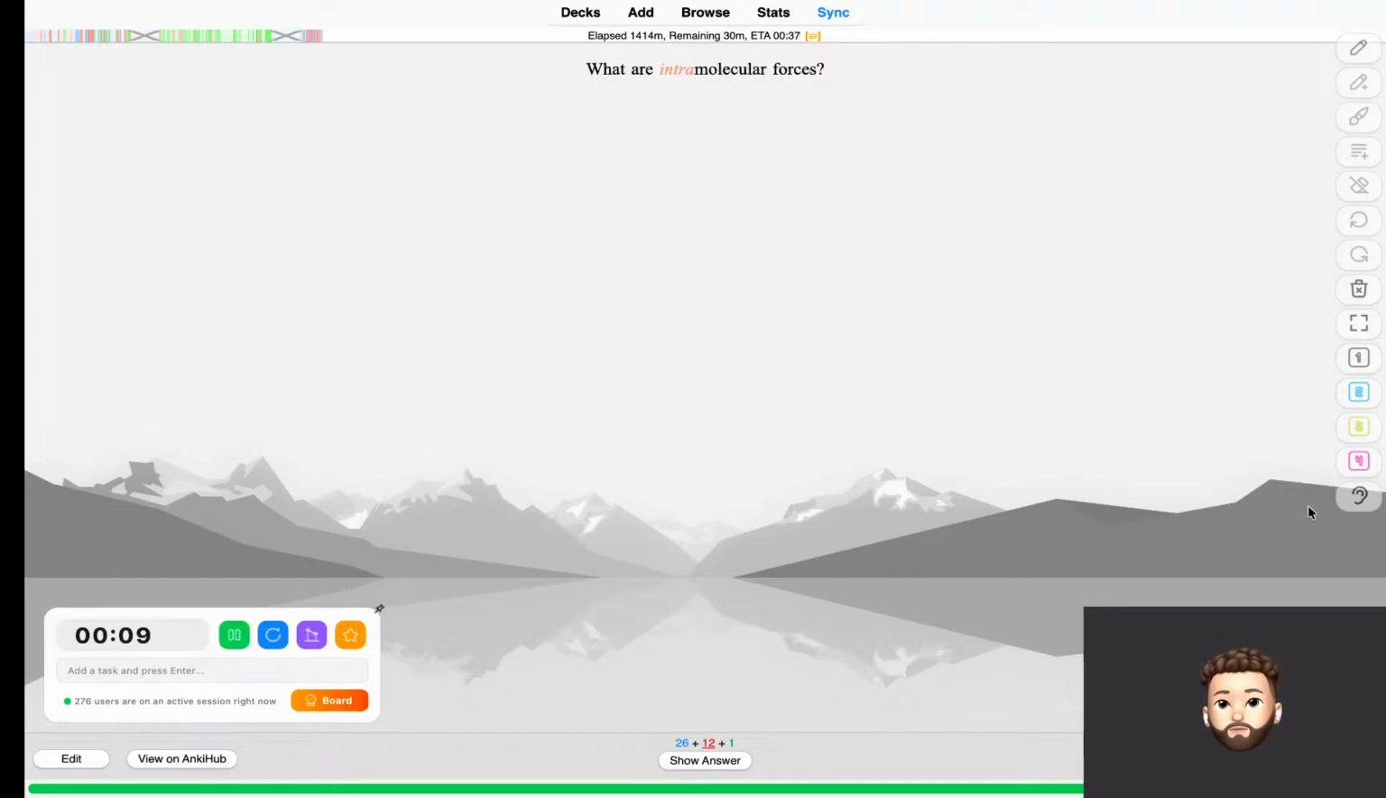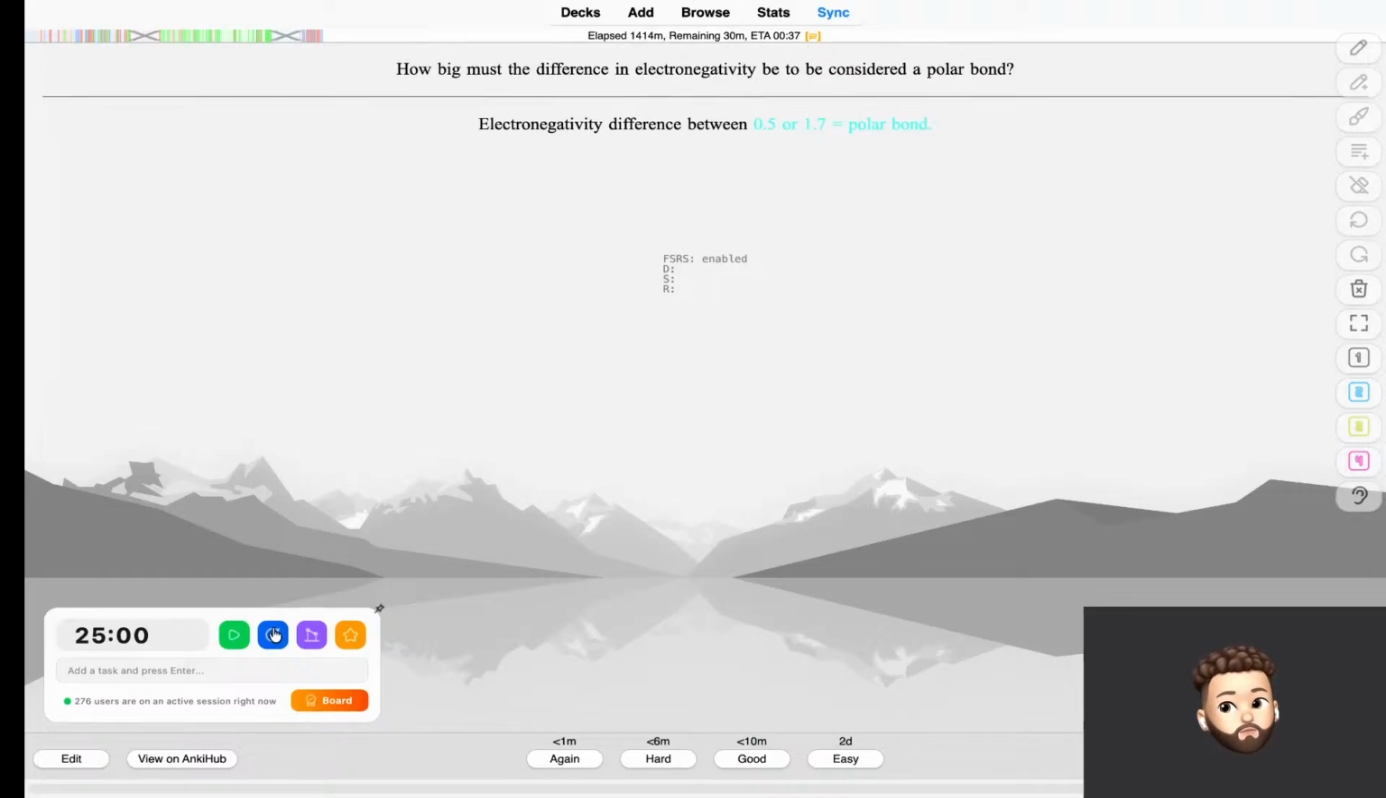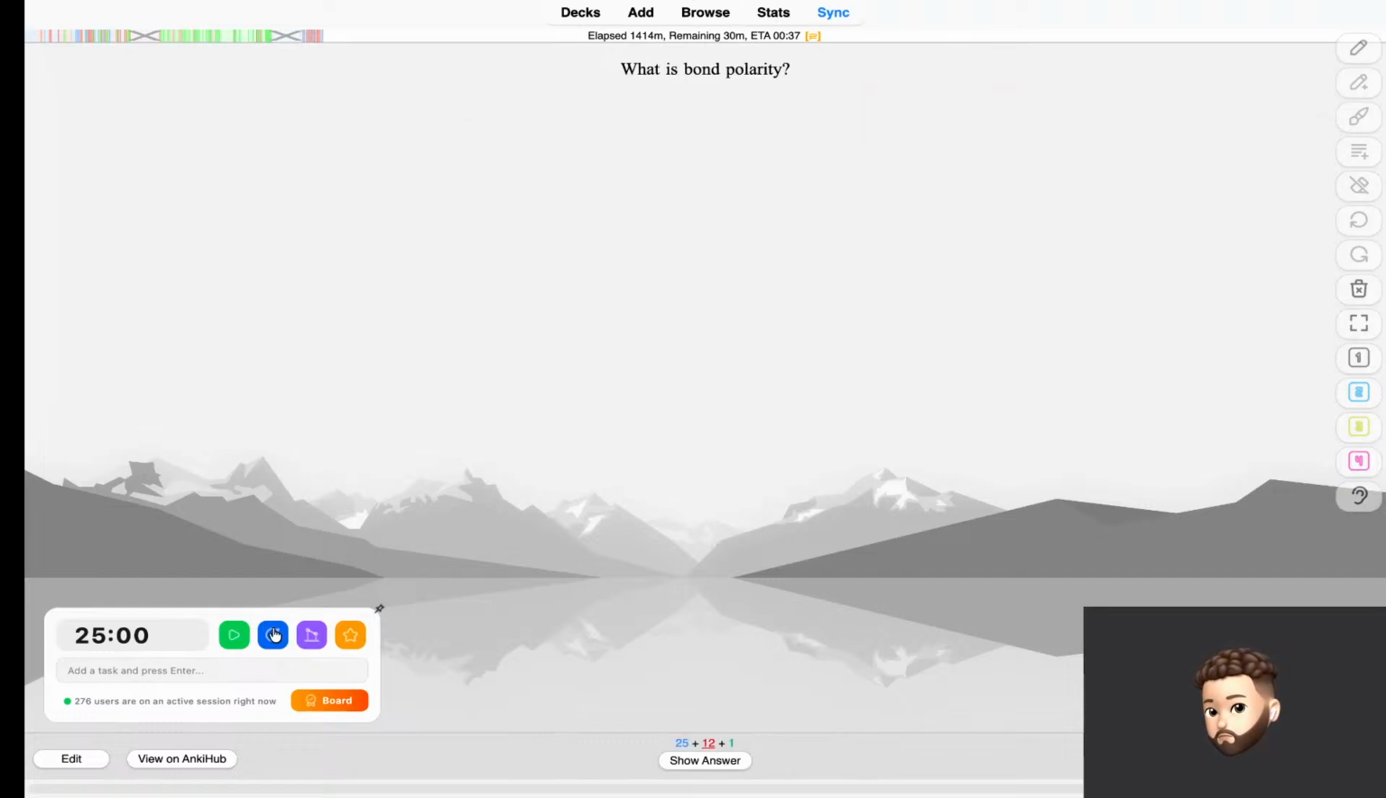These are strong electrostatic interactions that form within a molecule. It has to be greater than 0.5 but less than 1.7. Bond polarity is how unequally the electrons are shared in a bond.